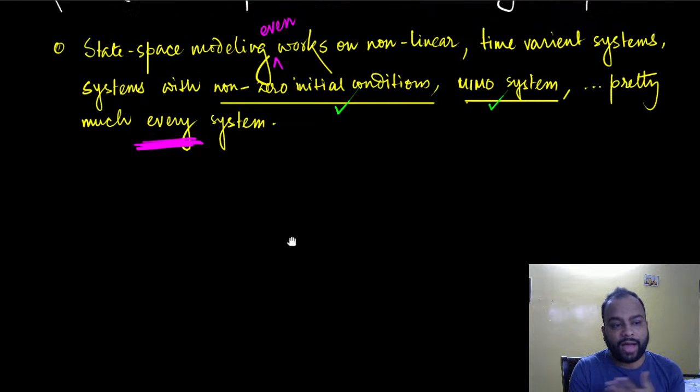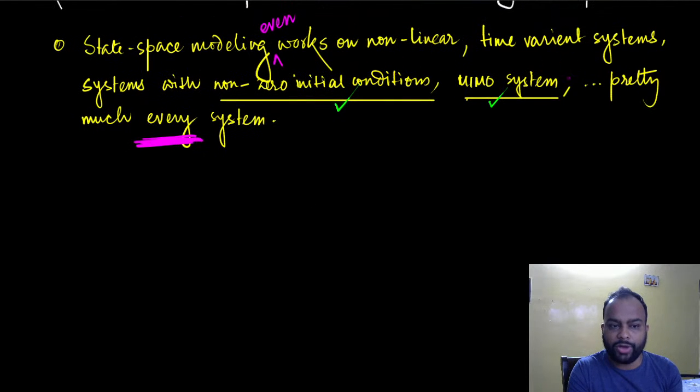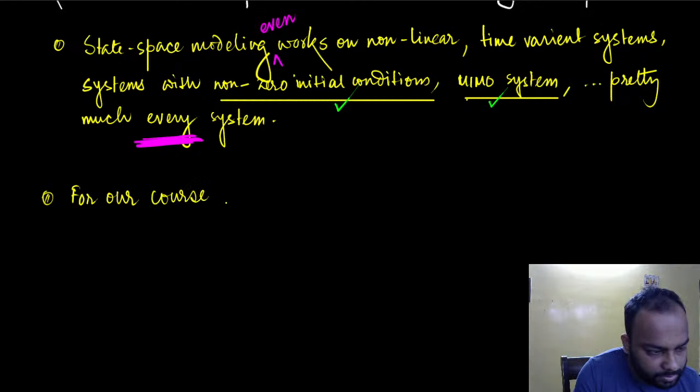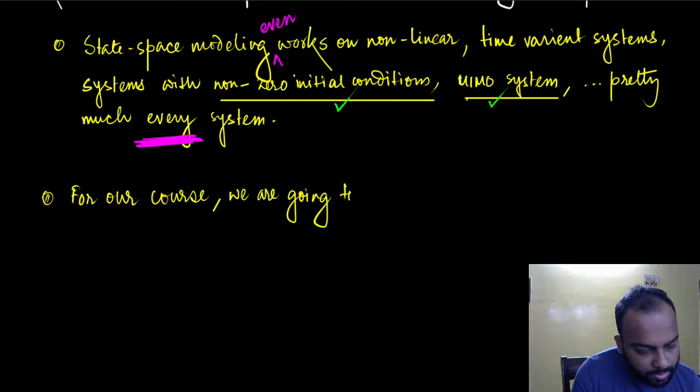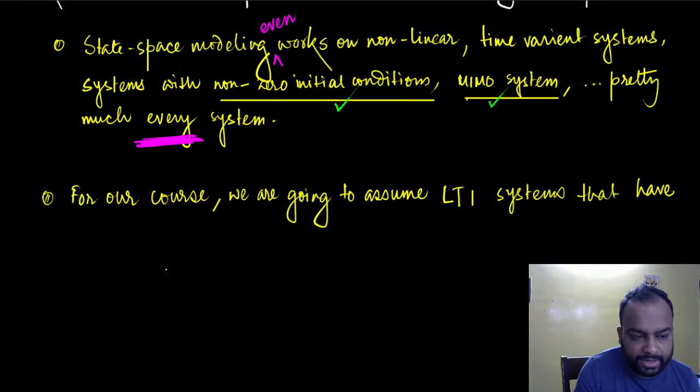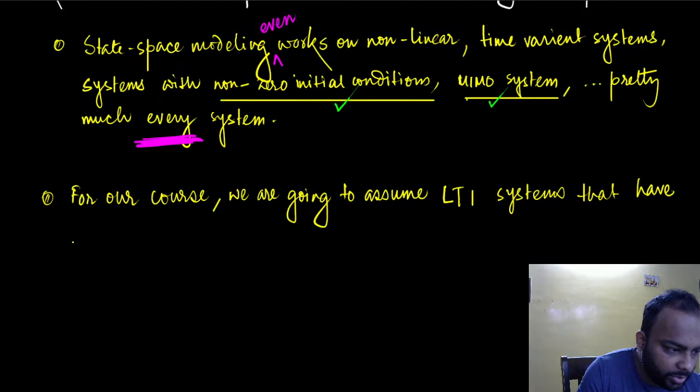So now, for our purpose, we are going to assume linear systems, and we are going to assume time invariant systems. Okay, but we are not going to assume the other two conditions. So we're going to assume linearity and time invariance that have non-zero initial conditions.